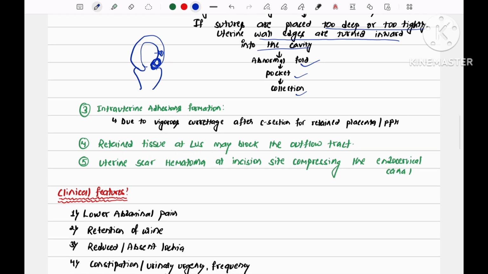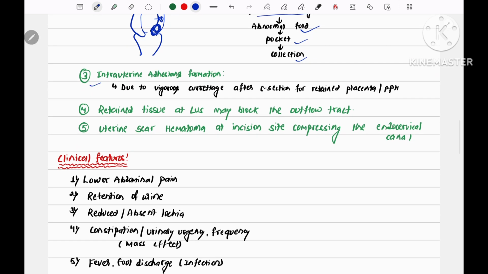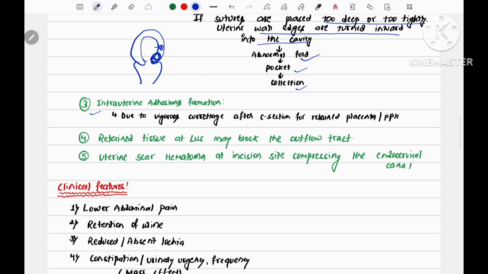Now, the third cause is intrauterine adhesion formation. Like during delivery, if there is a case of retained placenta, retained for more than 30 minutes.